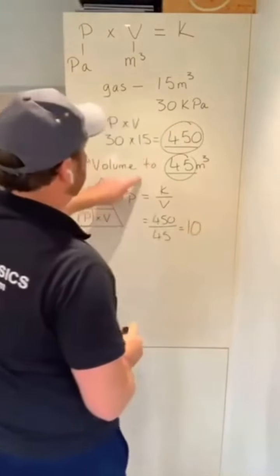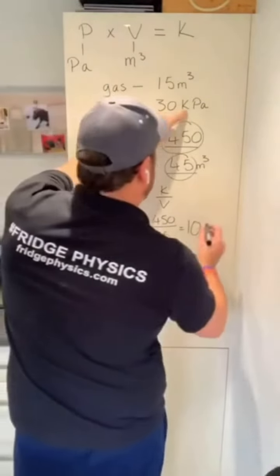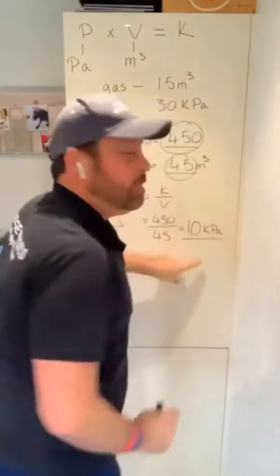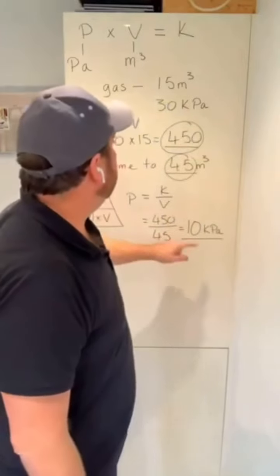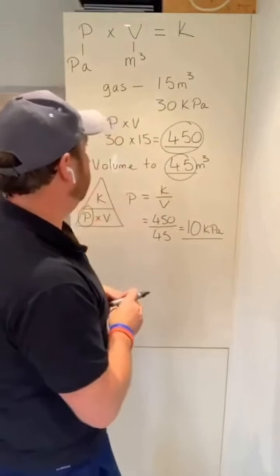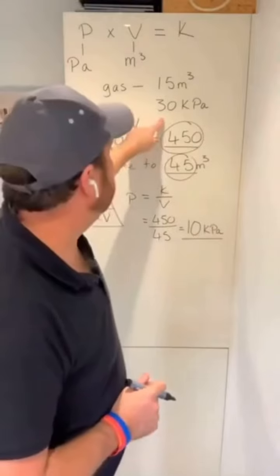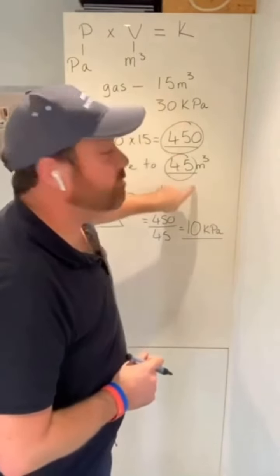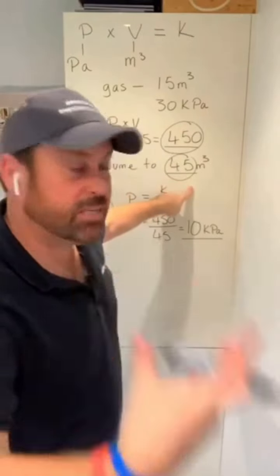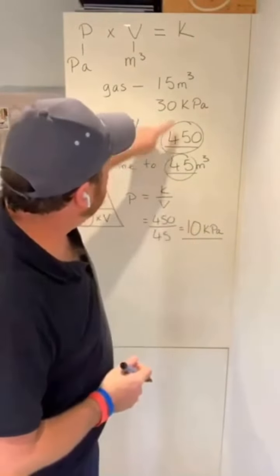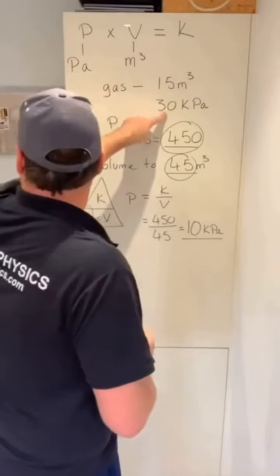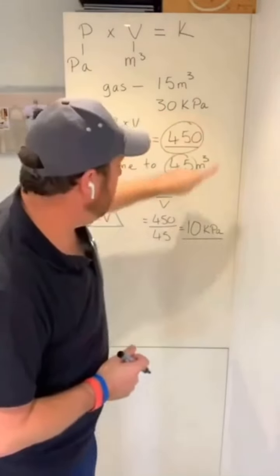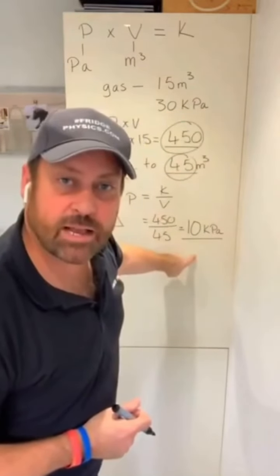And if we come back to our units, the units that we were using was the kilo. Don't forget the units. Pascal. So there's your answer. So if we started off with a gas pressure of 30 kilopascals, and we increase the volume from 15 meters cubed to 45 meters cubed, that's an increase of 3 times. As you can see, the pressure has been reduced or decreased by 3 times. It's gone from 30 kilopascals down to 10 kilopascals.